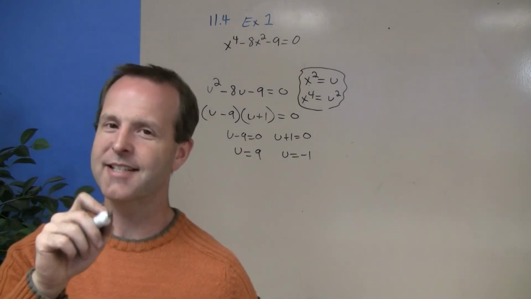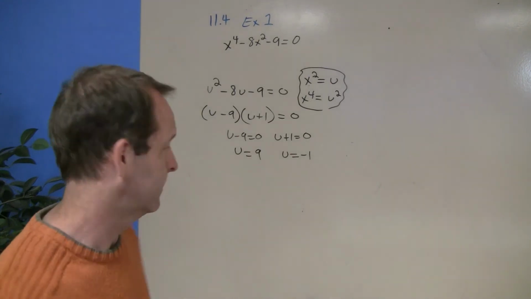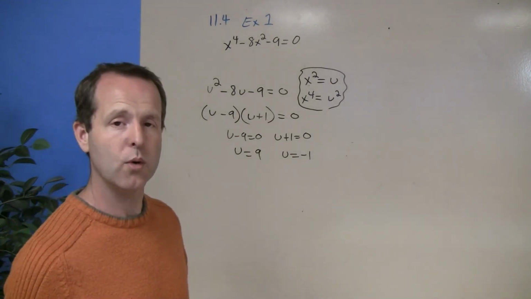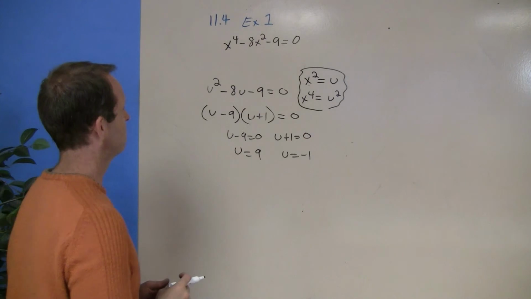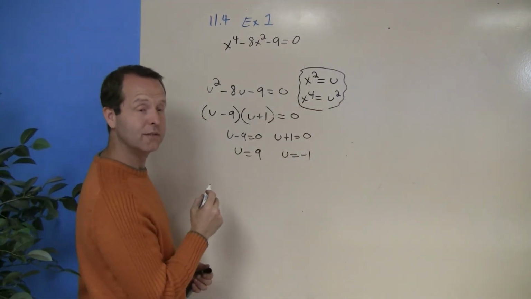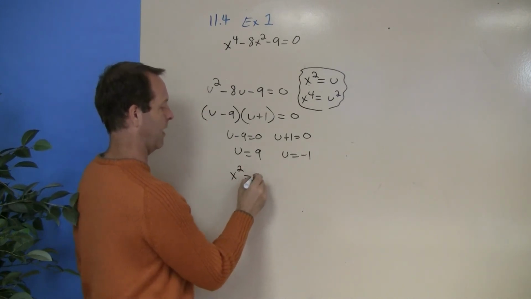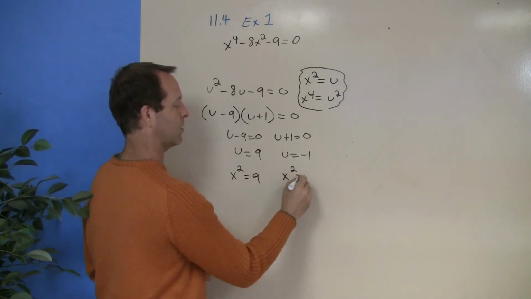Nope, nope, nope, not done yet. Our original problem was wanting to solve for x, and we have it in u. So what do we do? Well, we know we had a substitution that x squared equals u. So let's make x squared, instead of the u, equal 9, and x squared equals negative 1.